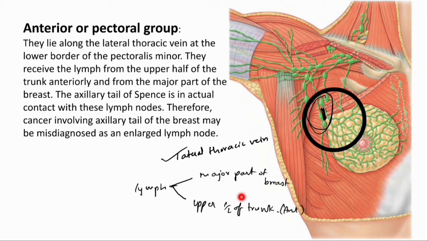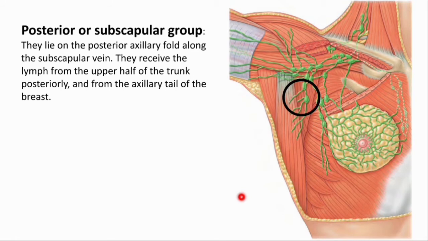One more clinical point about the anterior or pectoral group is that the axillary tail of Spence, that is the tail of breast, lies in close relationship with this group of lymph nodes. So whenever there is a malignant growth in the axillary tail of Spence, this can be misdiagnosed as an enlarged lymph node.